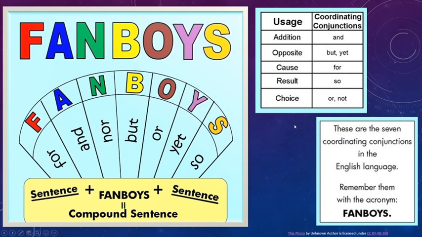Okay, so depending on your purpose is the coordinating conjunction that you will use in your sentence. Okay, so see here, you're going to have sentence 1, then you're going to have one coordinating conjunction, and then you're going to have sentence 2. Okay, so 2 completely independent clauses that are joined together by one of these coordinating conjunctions.